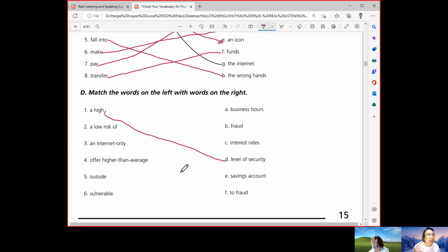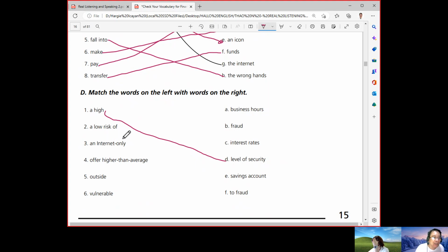A high level of security. Yes. Now, for example, why do we choose a bank? One that can protect and secure our money. So that is showing that particular bank has a high level of security. If we are going to put our money in a bank, we need to choose one with a high level of security.